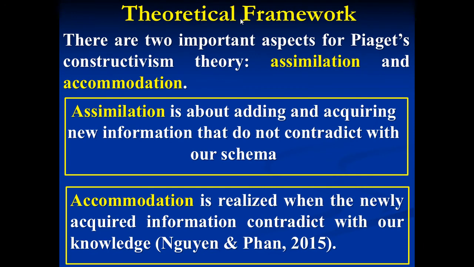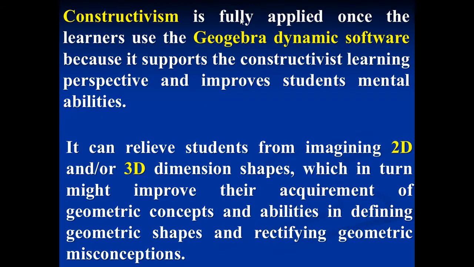Theoretical framework. There are two important aspects for Piaget's constructivism theory: assimilation and accommodation. Assimilation is about adding and acquiring new information that does not contradict with our schema. Accommodation is realized when the newly acquired information contradicts with our knowledge.